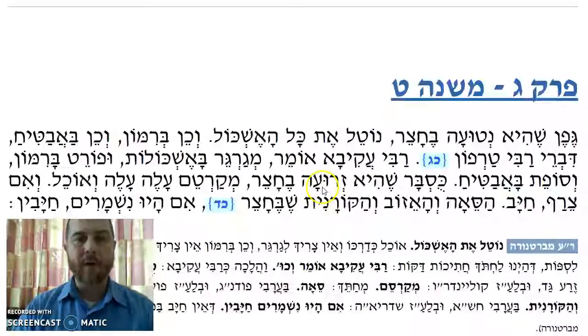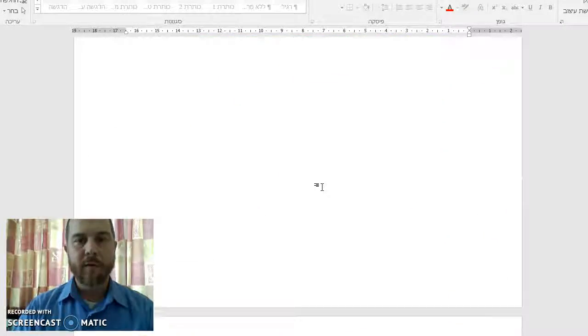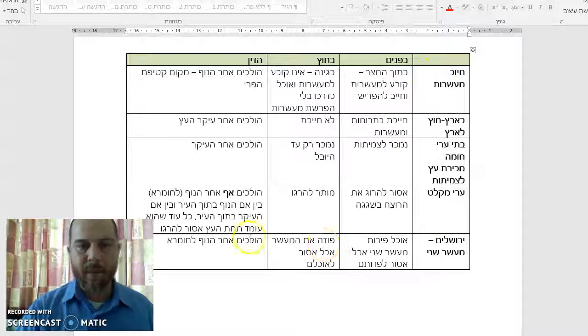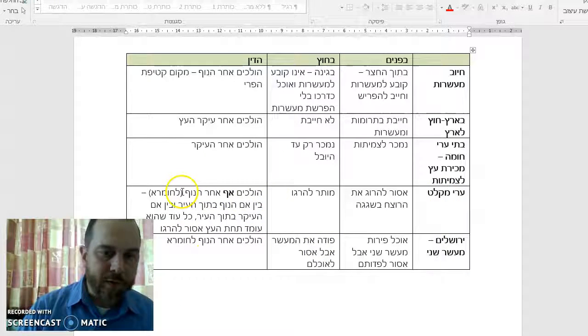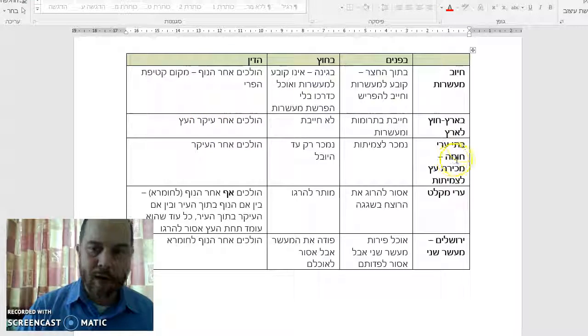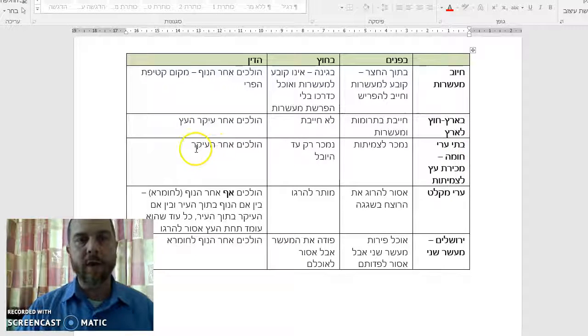So I made you a chart to see all these halachot. You can stop the tape because I'm running out of time. It's way too long. You can see that in each halacha, in Yerushalayim, we go after the nof l'chumra. In Arei Miklat, we go after the nof l'chumra. In Chiyuv Maasrot, we say only the trunk, whether in Eretz Yisrael or afterwards. And in Batei Arei Chomah, if it's a tree, we also go after the trunk.